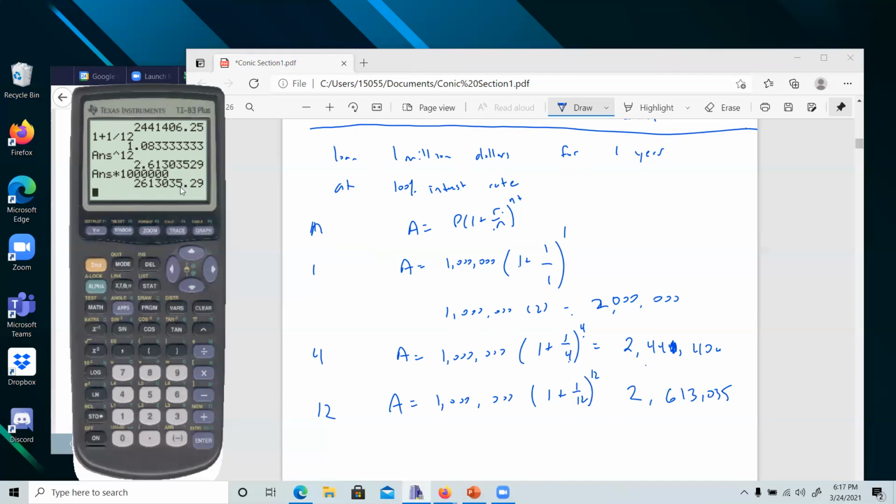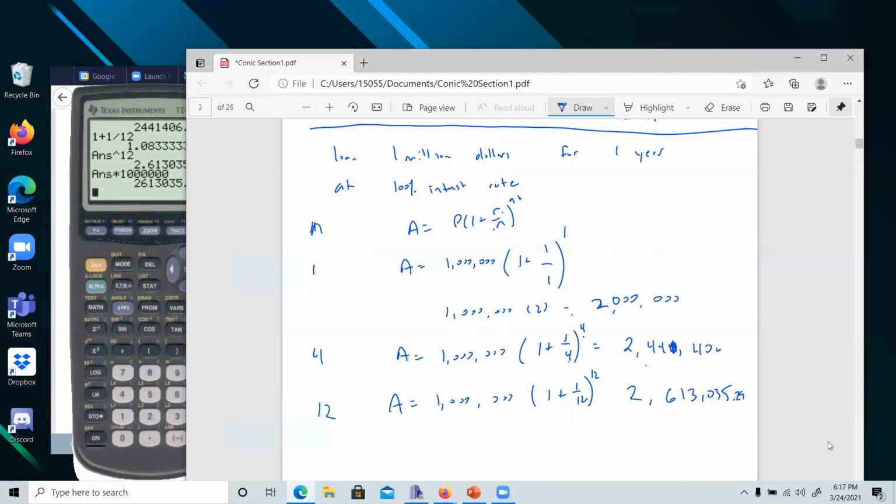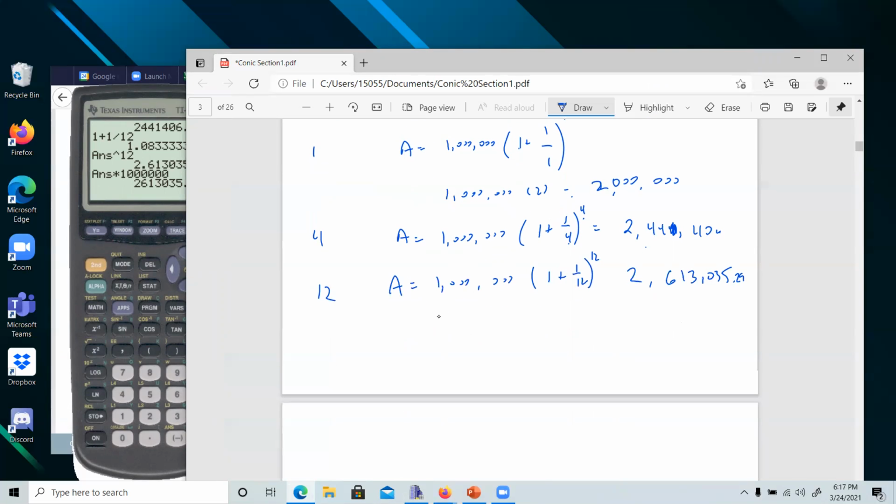And the nice thing about money is that there's a natural place to round it, which is the cents. What if we do it daily? Okay, so going from quarterly to monthly, we only added another $200,000 to our debt. 1 plus 1 over 365. By the way, if you get a cash advance for your credit card, it's compounded daily.